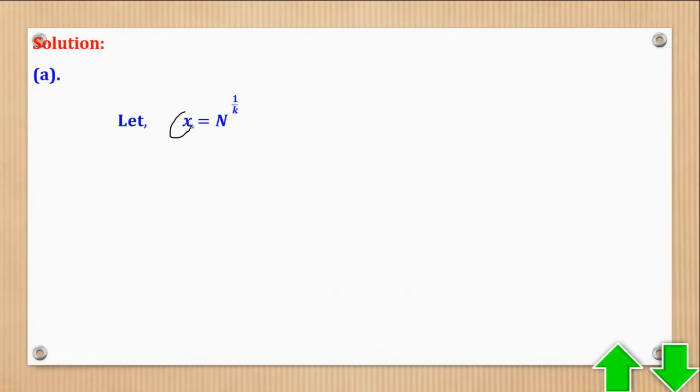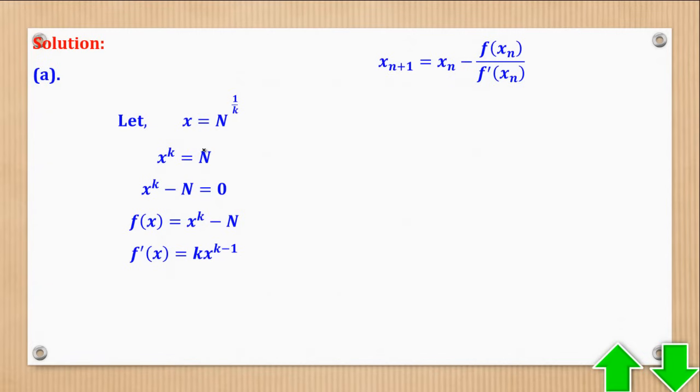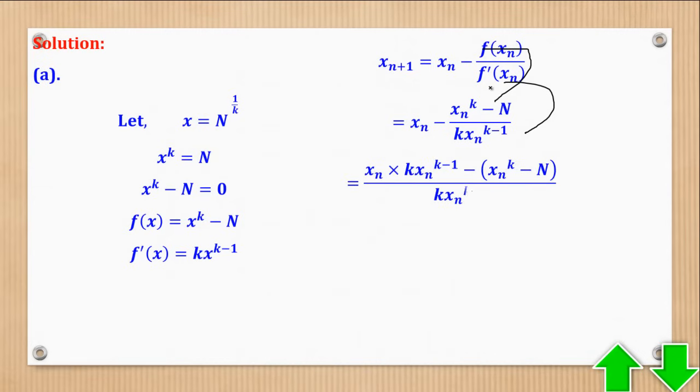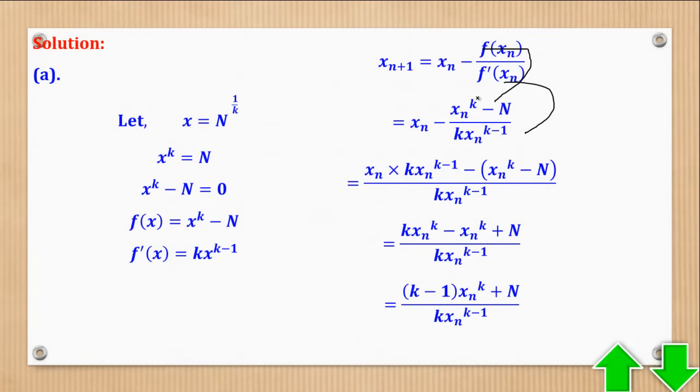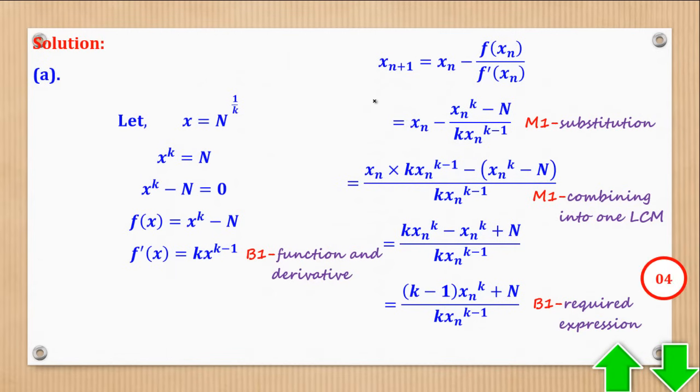So let this root be x. Then you power both sides with k so that this goes away, because this times k gives power 1 and it becomes k to give you this. Put everything on one side. That becomes your f(x). And then you can differentiate it. Then substitute in the Newton-Raphson formula, so substitute for f(x) and f'(x). By this time it is x_n. Put everything under one LCM. Open brackets and simplify to get the required expression. Okay, so that was part A.